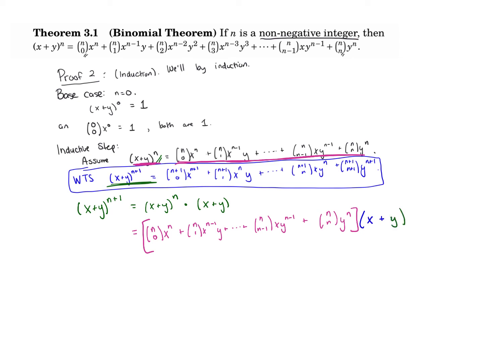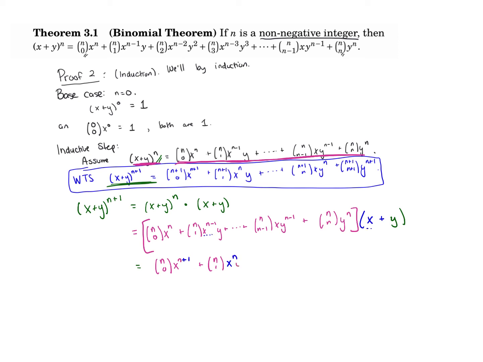Okay, so now how do I multiply it by x plus y? First, I'm going to multiply every single term by x. So that's going to be equal to n choose 0, x to the n plus 1. I'm multiplying it by x, so I get an extra x there. Plus n choose 1, x to the n, because it's an x to the n minus 1 times that x.